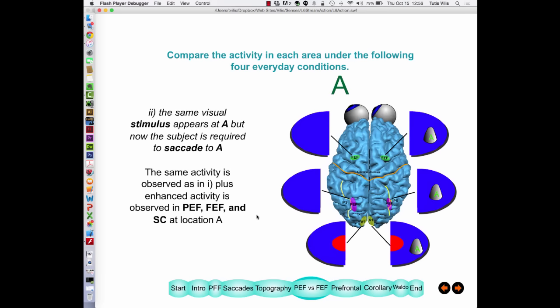Now, if you had another task, which was when A appears, look to A, you'd get activity in the following areas. First, we'll again have activity in V1, but because you're attending to A, you'd have activity in the parietal eye field, and because you're making a saccade to A, you'd have activity in the frontal eye field. And then to the superior colliculus, and then making a movement to A.